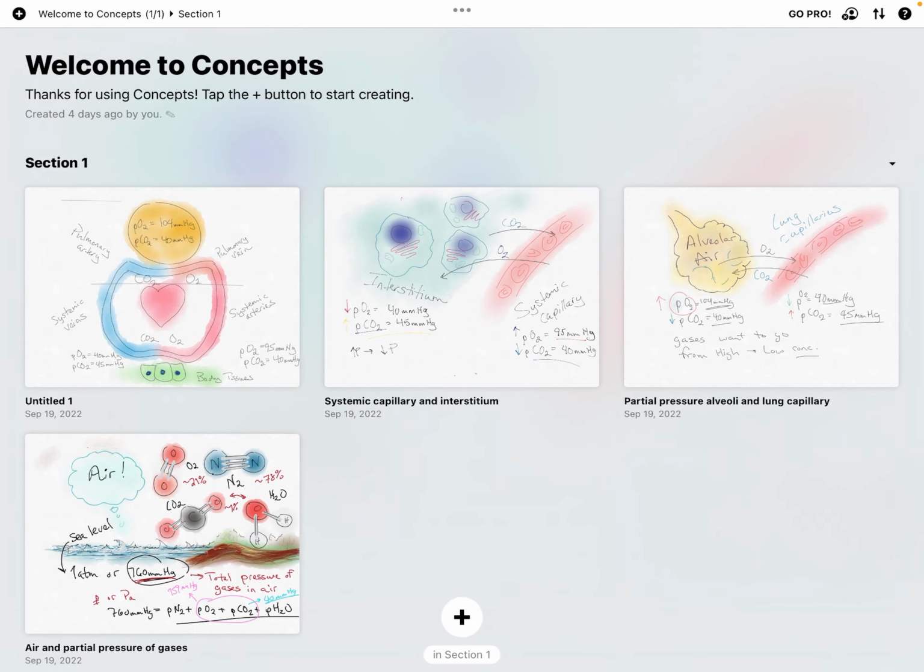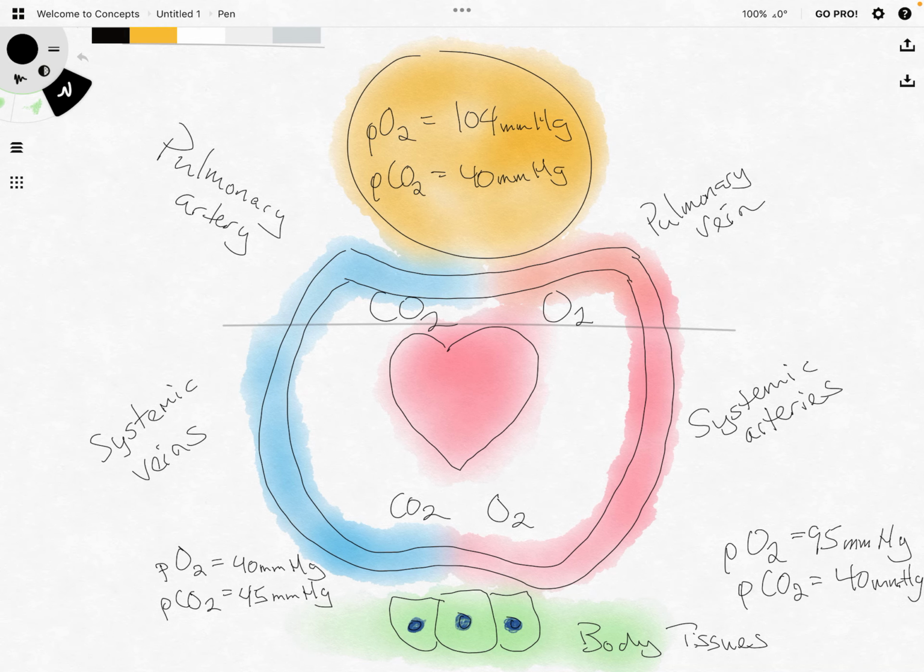Okay, so just to recap what we just talked about here. I've got my fabulous drawing. I know it's awesome. So at the top here, we have my alveolus. Just a typical alveolus. Partial pressure of oxygen, 104 millimeters of mercury. Partial pressure of carbon dioxide is about 40 millimeters of mercury, what we've been talking about. This little line right here is dividing the pulmonary circuit from the systemic circuit.